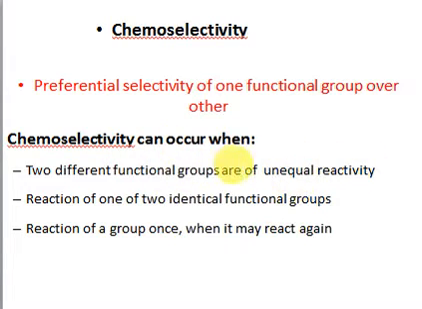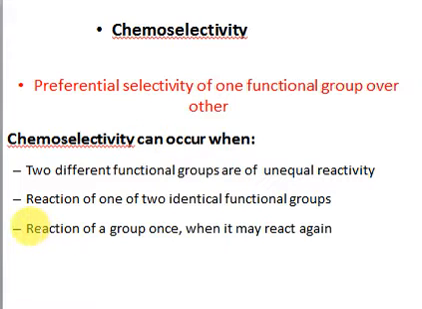Since there are two functional groups of unequal reactivity, definitely the reagent will prefer the functional group which is more reactive, right? So the preference will result in chemoselectivity. The second case in which chemoselectivity can occur is when there are two identical functional groups, right? Then the preference of the reagent will be on the basis of steric effects or on the basis of electronic effects. We shall see different examples in which there is selectivity when the two functional groups are identical.